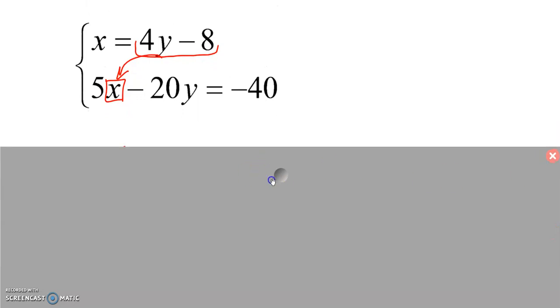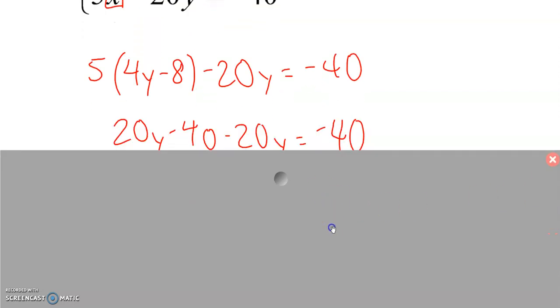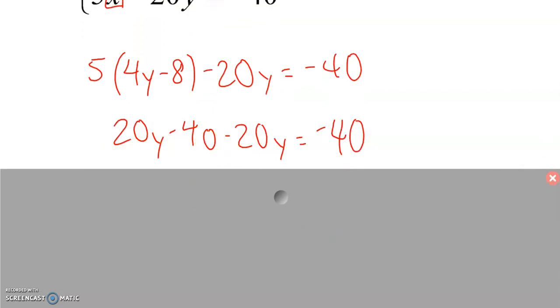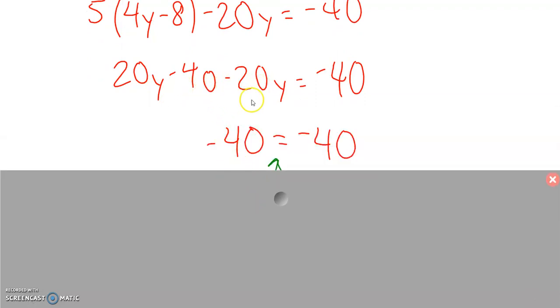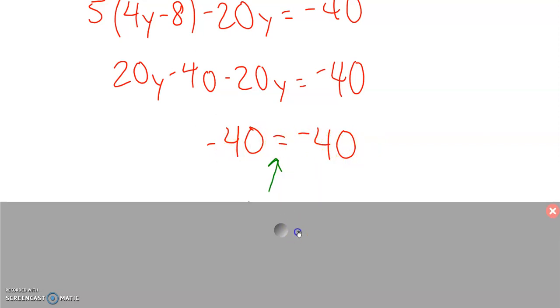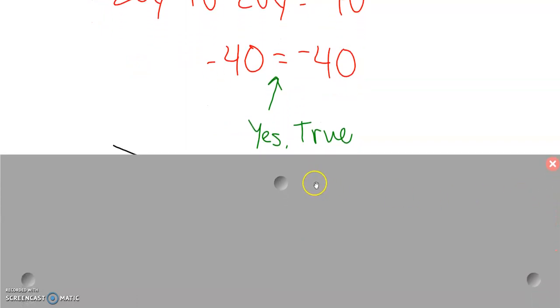I plug in the 4y minus 8 in place of x, like so. I then distribute the 5, like so. I then combine like terms. 20y minus 20y is 0, so I get -40 equals -40. Well, wait a second. All my variables went away accidentally. But now here is actually a statement that is true. -40 does equal -40. -40 is the same as -40, which, yes, that's true. So what does that mean? Does that mean my answer is all real numbers?